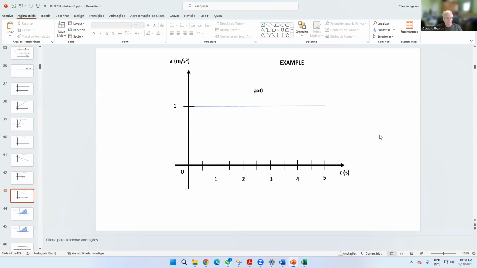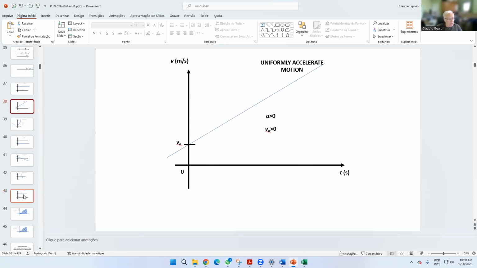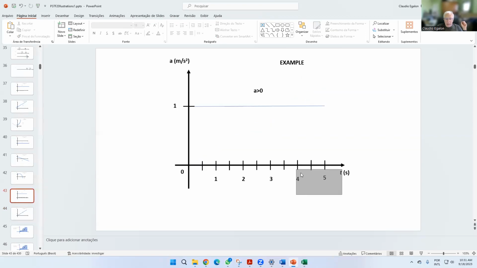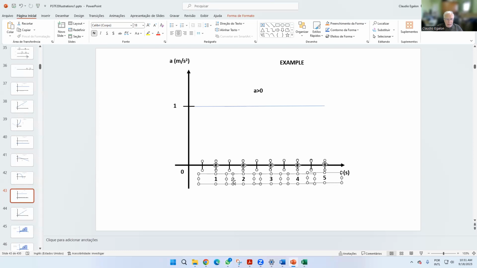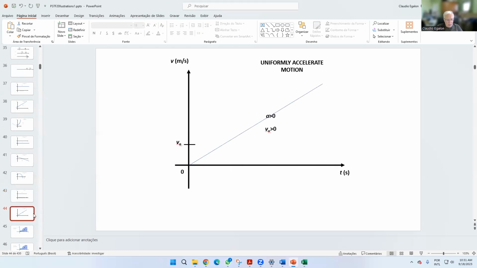The next graph should be the V versus T, right? Isn't that nice that we can reuse what we did before. So here you go, A is greater than 0. The slope is 1 meter per second squared. And I'm going to use the scale here that I created before. Okay, everything fits nicely. A is greater than 0. V naught is equal to 0.